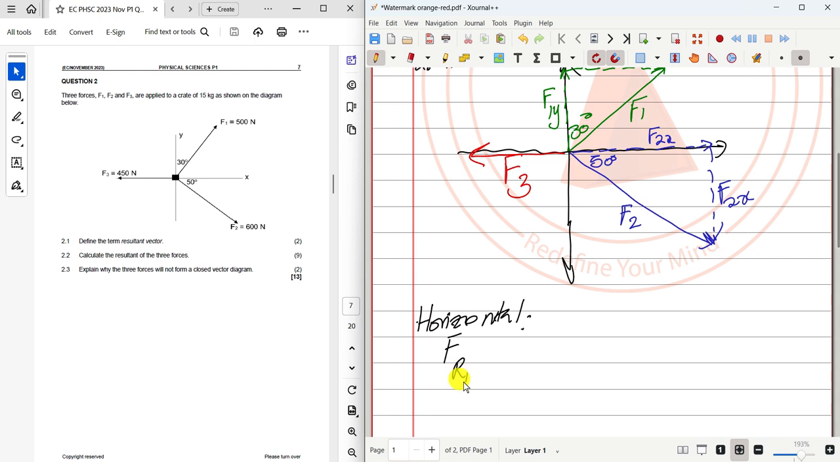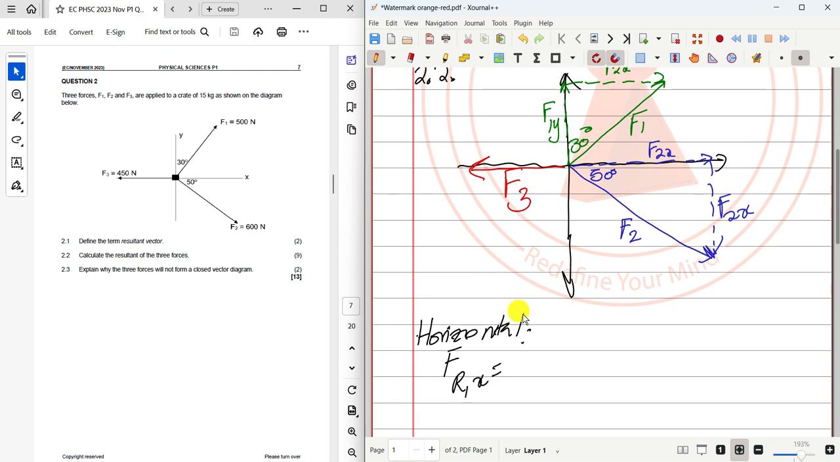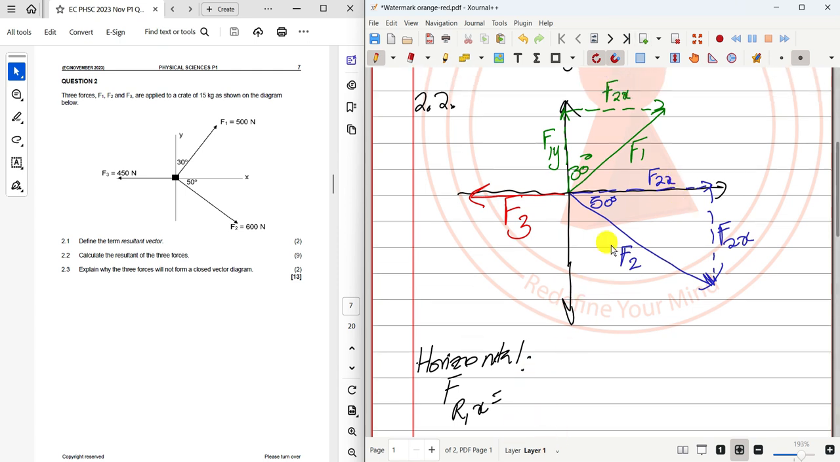F sub R in terms of X, it'll be, this is a Cartesian plane, and this being a Cartesian plane, you know, these are positive X values, negative X values. So this means we have F1X plus F2X minus F3, isn't it?